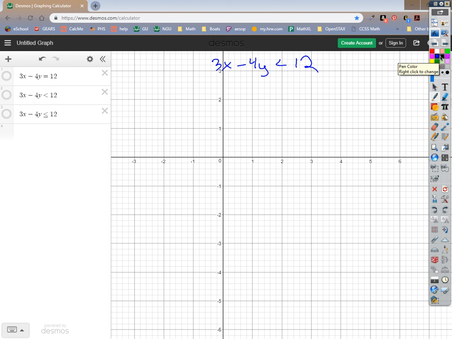Let's get the boundary line. All we need are 2 points, right? Now, you could go through the hassle of solving for y here, but I don't recommend it. There's a quicker way, right? What was our trick? When we have this thing written in standard form, how can we easily find 2 points?